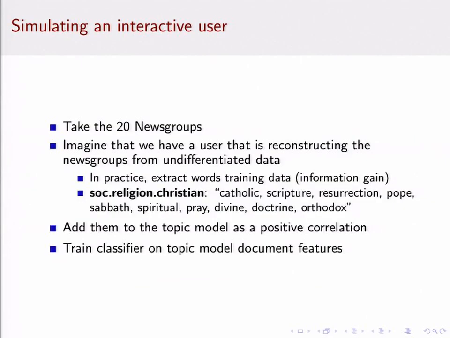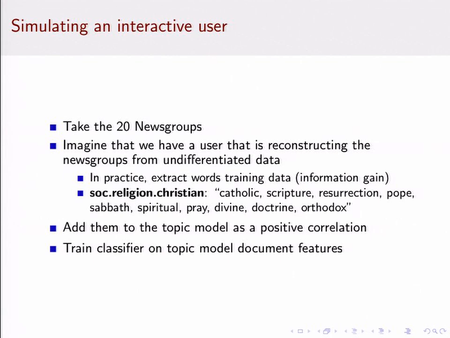Okay, so the next thing we did is we wanted to simulate an interactive user. Here we used the 20 newsgroups data set to simulate a user that had some sort of preconceived notions of what the topics should be. They're going to build up these constraints one word at a time. We do this by extracting the information gain from each of the 20 newsgroups in the corpus, and we're going to add them one by one to the model as a positive correlation.